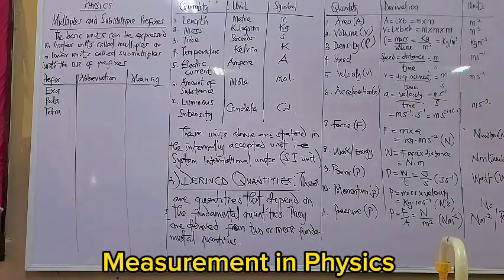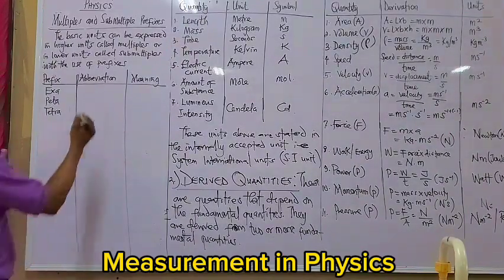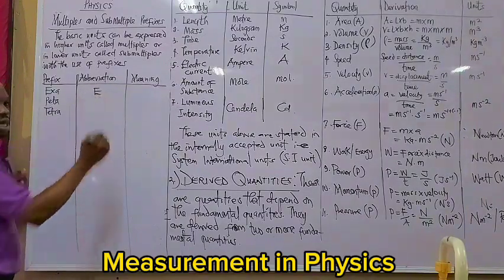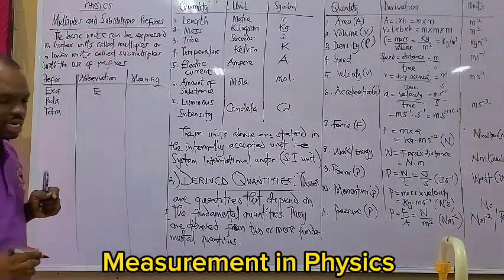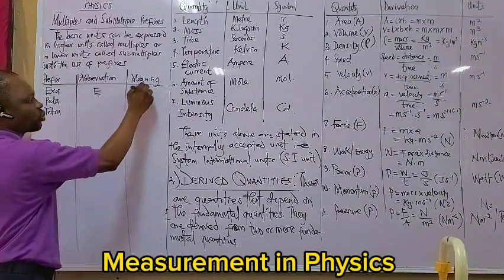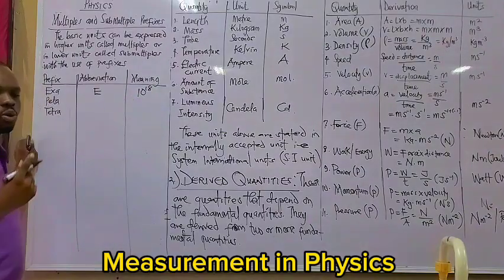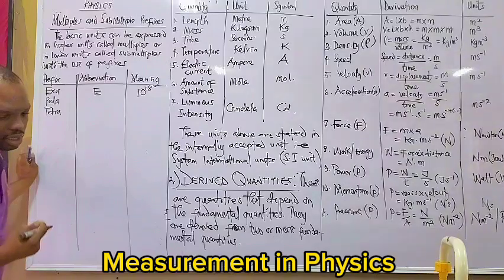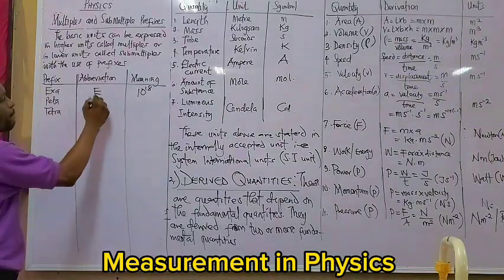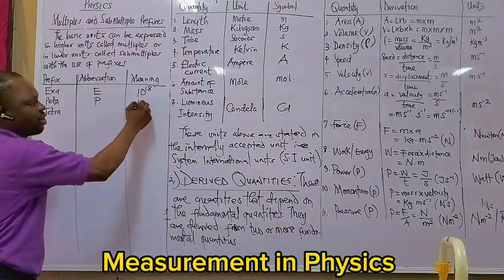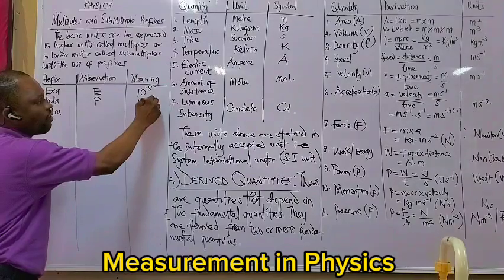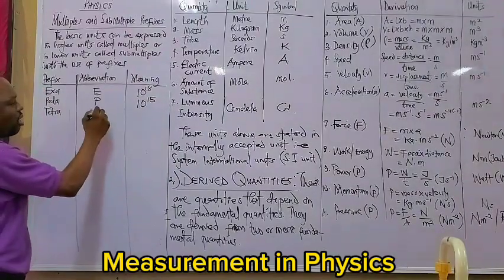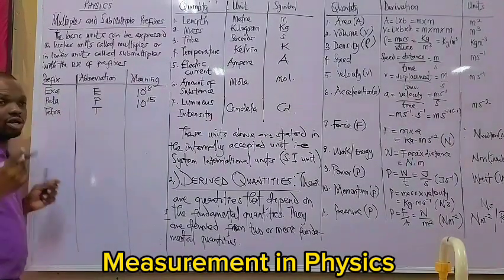Now let's look at exa. Exa is abbreviated as capital letter E, and that stands for 10 raised to power 18. So when you hear the word exa, it means 10 raised to power 18. We also have peta, P, that's 10 raised to power 15. Tera is T.